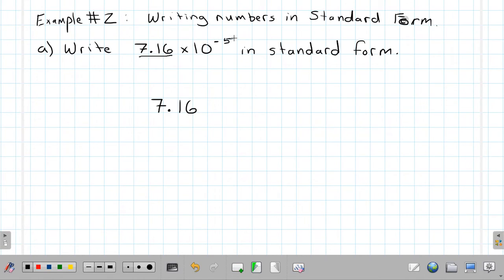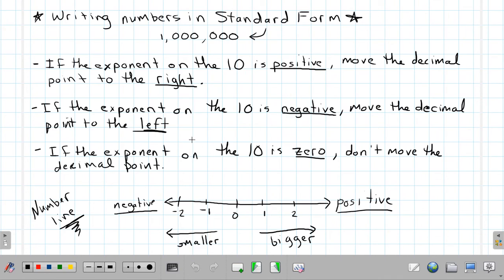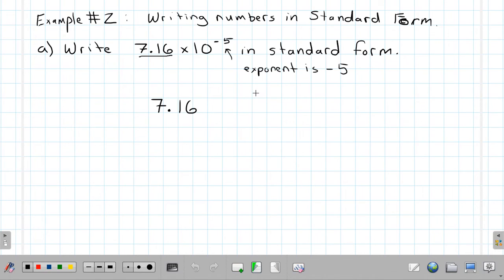The next thing we need to notice is the exponent. The exponent in this case is -5. First off, we notice the exponent is negative. Referring back to our previous page, if an exponent is negative, we move the decimal place to the left. So how do we actually move the decimal place? This is the way I do it, and it's probably the easiest way to think about it. We put our pencil right where the decimal place is on the 7.16.